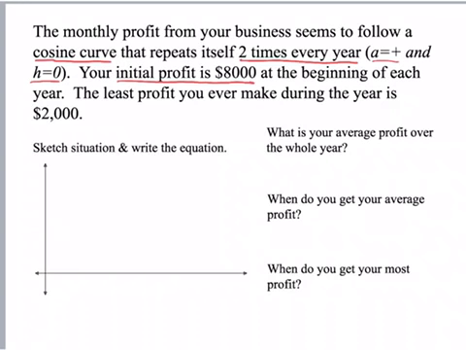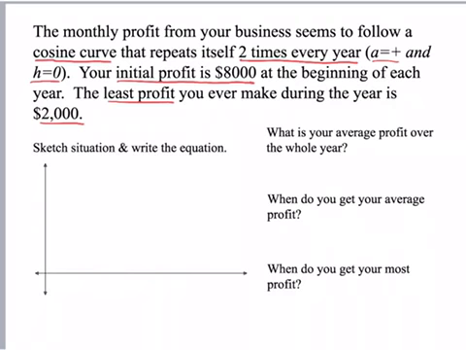The least profit you ever make is $2,000. So you're going to go between $8,000 and $2,000. So you always are making money, but you're fluctuating between $8,000 and $2,000. And it's a cosine graph. So I want to sketch the situation and then write the equation.